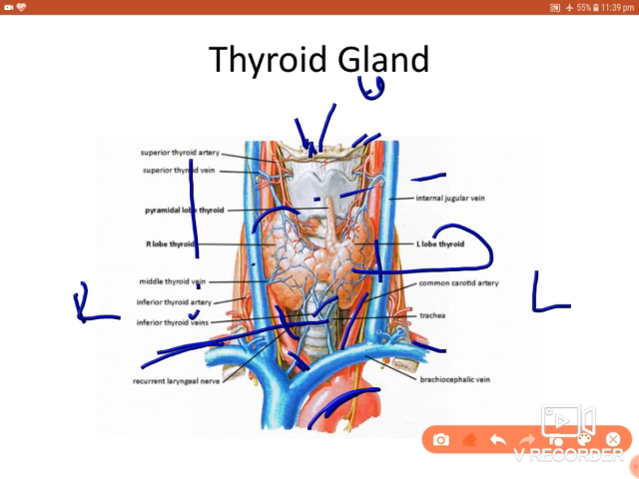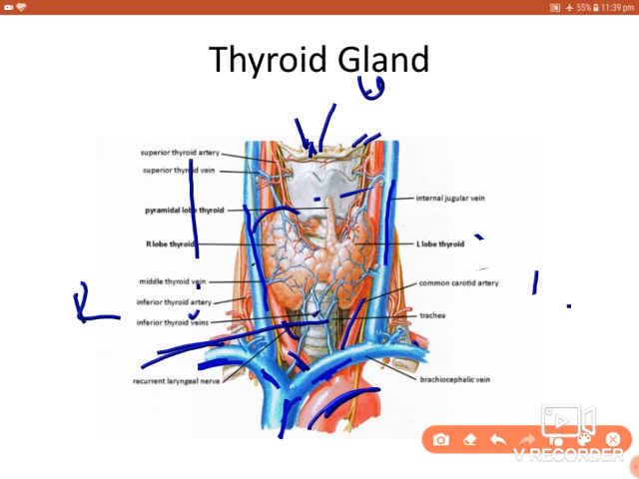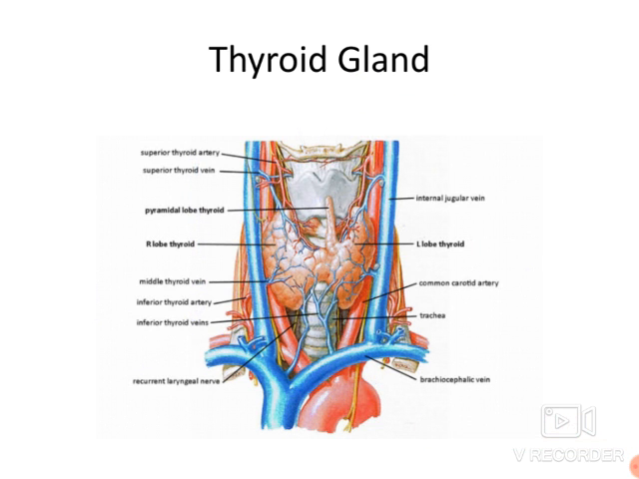In the lateral aspect of this gland, here you can see the internal jugular vein. The subclavian forms the right and left brachiocephalic veins, which then join to form the superior vena cava. Here you can see the common carotid artery. So this thyroid gland lies on the anterior and lateral side of the neck. It is highly vascular and is the largest endocrine gland.